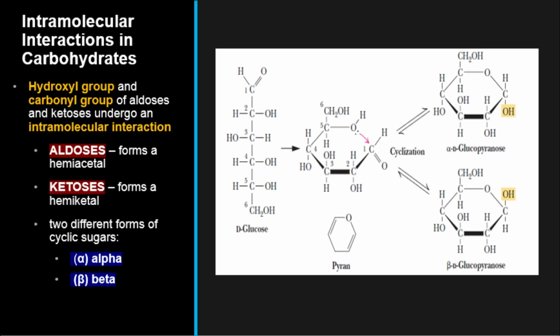And there are 2 different forms of cyclic sugars: alpha and beta. For alpha, the OH group would be below, as you can see in the picture. And for beta, the hydroxyl group is pointing upward, which you can also see in the picture. It is believed that cyclic anomers are relatively more stable than the open chain, thus the importance of these interactions.